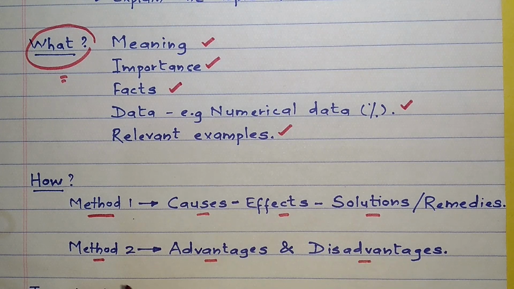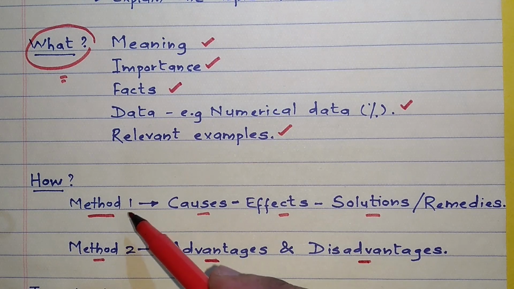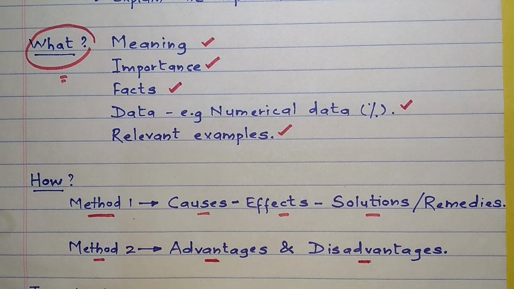Now, such topics should be discussed and written according to the second method. That is, we write the advantages and disadvantages. The biggest advantage of these two methods is that we are able to think and write logically, which means that all our ideas are presented in a sequential way, one after the other. So when the examiner or paper checker checks the answer, he finds that all the points, relevant points, are given systematically, sequentially. This helps us to score very good marks.